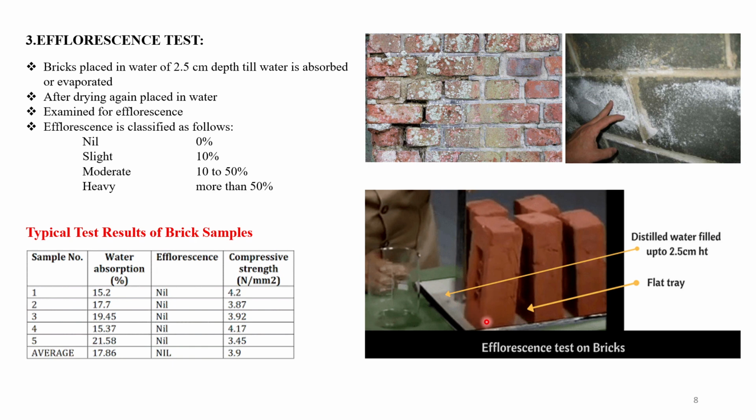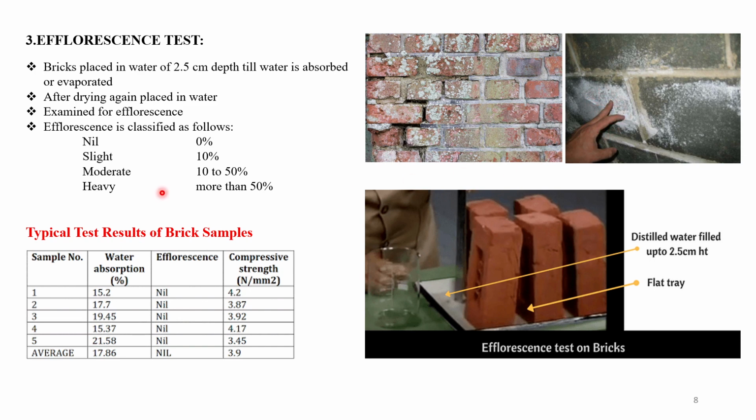Okay, suppose the efflorescence. What is the meaning of efflorescence? Suppose these soluble salts are present in the soil of the brick. Okay, so due to absorption of water or this humidity, the salt will come out from the brick to the surface of the brick. Like you can see here, salt is easily visible on the surface of the brick.